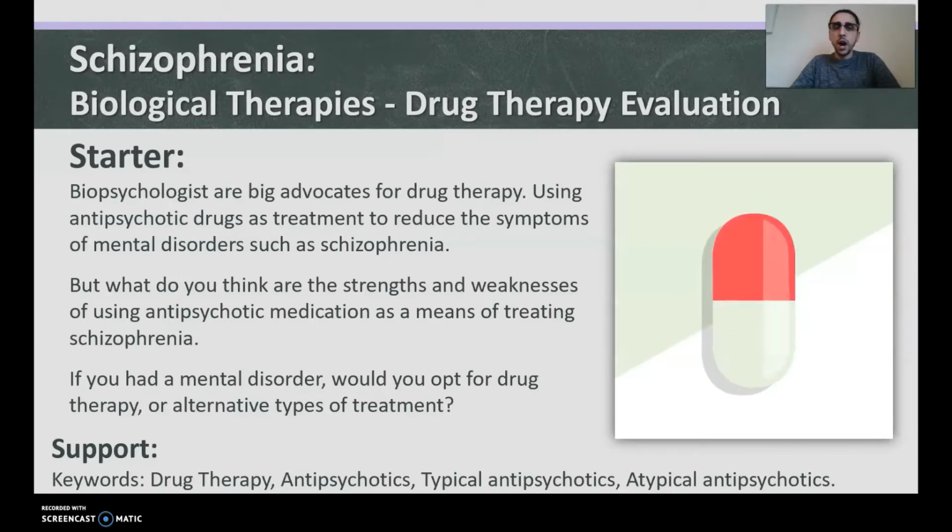Biopsychologists are a big advocate for drug therapy, using antipsychotic drugs as treatment to reduce the symptoms of mental disorders such as schizophrenia. But what do you think are the strengths and weaknesses of using antipsychotic medications as a means of treatment? If you had a mental disorder, would you opt for drug therapy or an alternative type of treatment? What would you do? Are you perfectly willing to take medication?